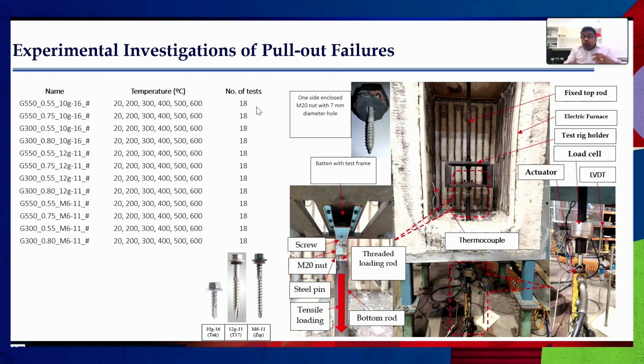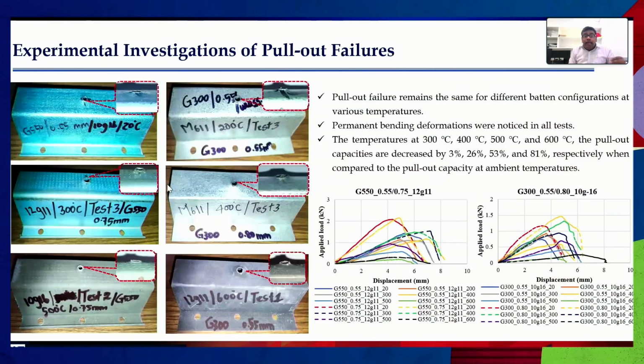We repeated those tests every time for different screws and for different steel gauges, 300 low strength and the high strength. A number of tests were repeated to obtain that capacity. You could see the failure photos and the graph, the load versus displacement curves at different temperatures. So if you look at 300, 400, 500 degrees, what will happen? If your batten is heated up to 300 degrees Celsius, there will be a reduction of 3% in its load carry capacity compared to the ambient temperature.